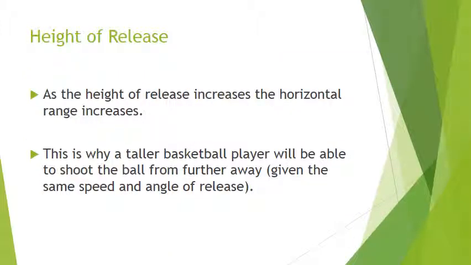If we keep speed and angle of release the same, what we find is as the height of release increases, the horizontal range increases as well. This is why we have a taller basketball player who is able to shoot from further away, given the same speed and angle of release. Because he is much taller, where he releases the ball from, he can still cover that same horizontal range.